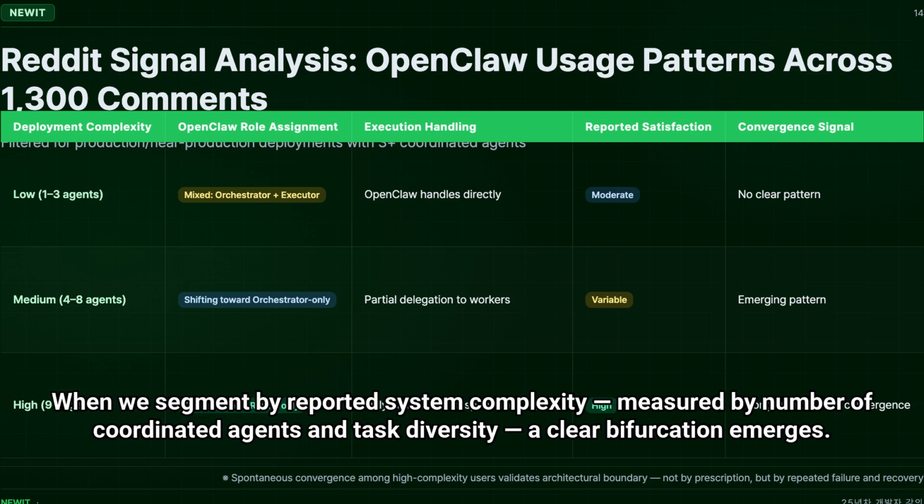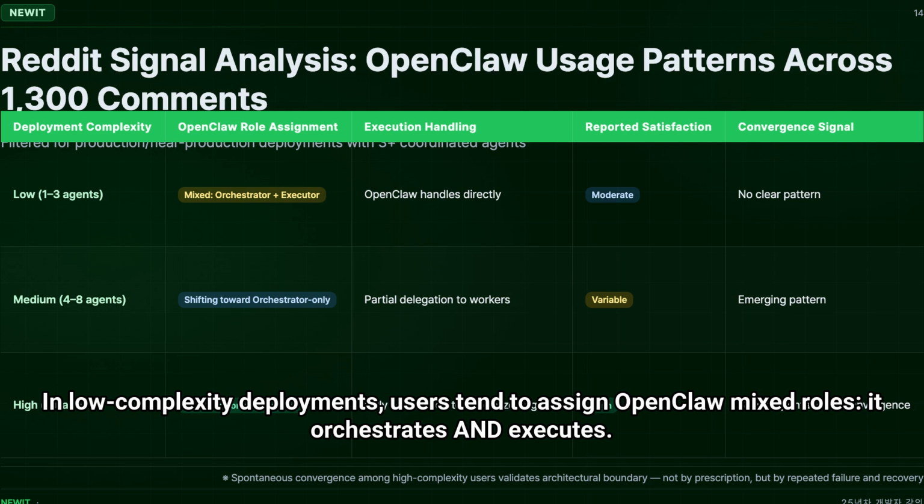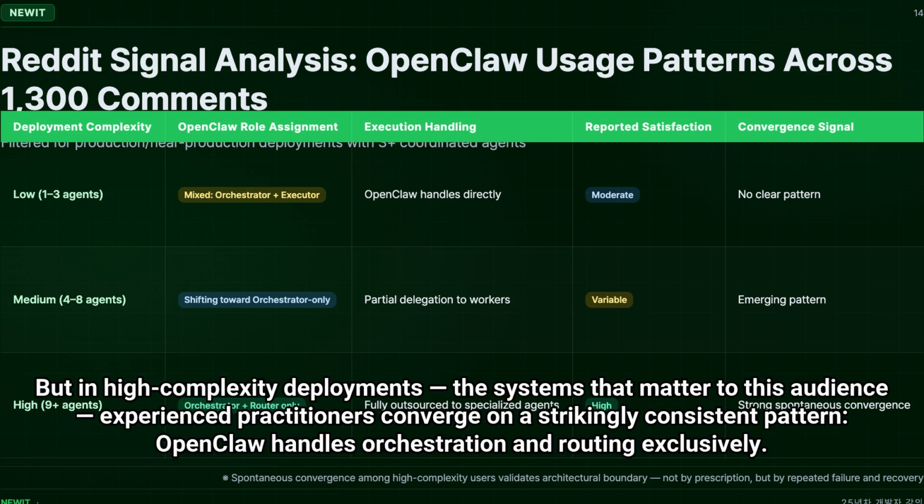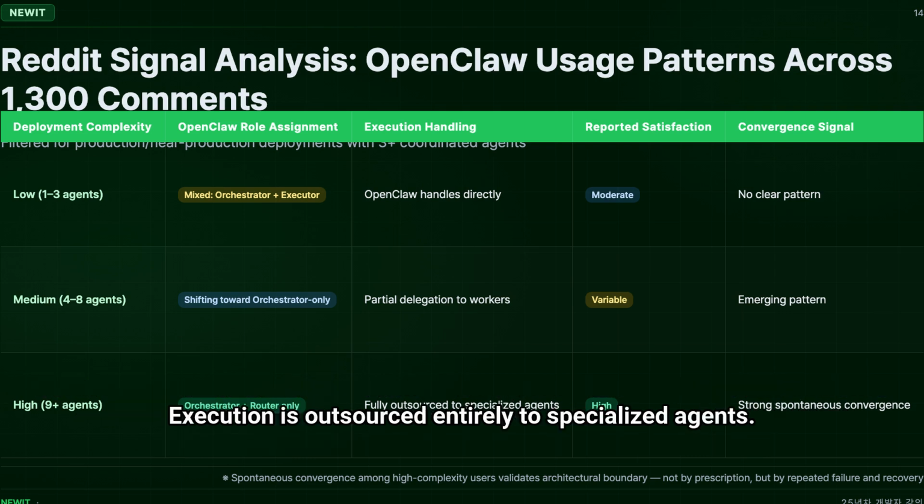When we segment by reported system complexity, measured by number of coordinated agents and task diversity, a clear bifurcation emerges. In low-complexity deployments, users tend to assign OpenClaw mixed roles. It orchestrates and executes. Satisfaction scores in this cluster are moderate. But in high-complexity deployments, the systems that matter to this audience, experienced practitioners converge on a strikingly consistent pattern. OpenClaw handles orchestration and routing exclusively. Execution is outsourced entirely to specialized agents.